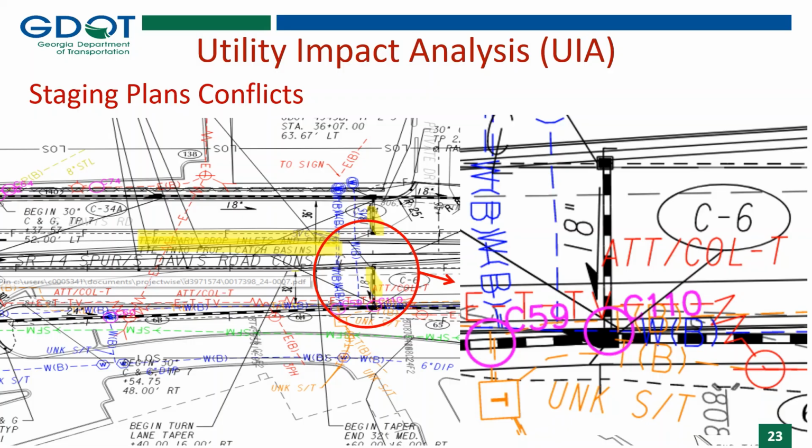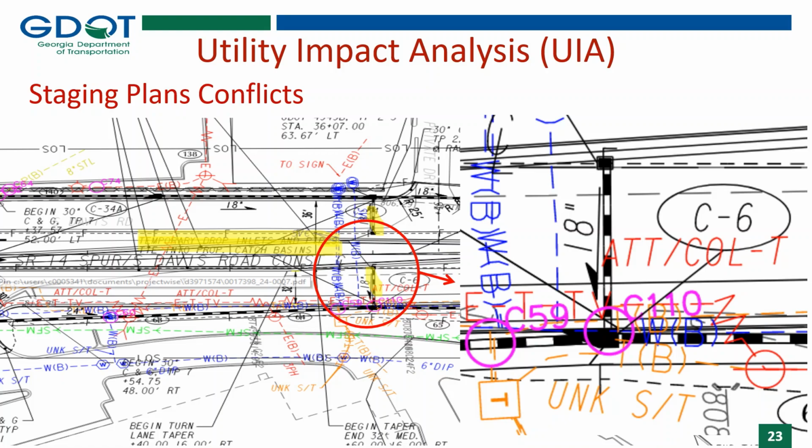Here we have an example of temporary drop inlets and pipes tying to proposed catch basins. What you see highlighted in yellow and zoomed into is an 18-inch proposed pipe that's only for temporary use. This will not be in the final design.